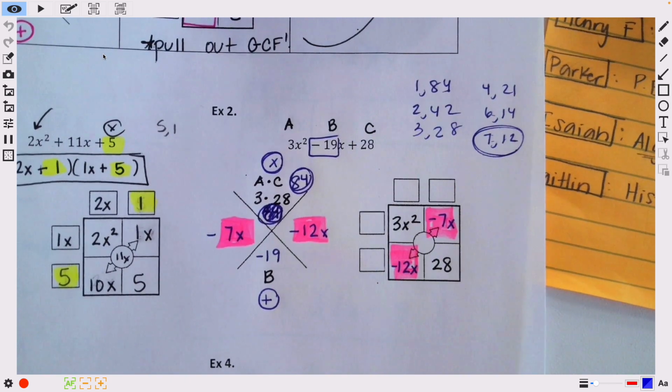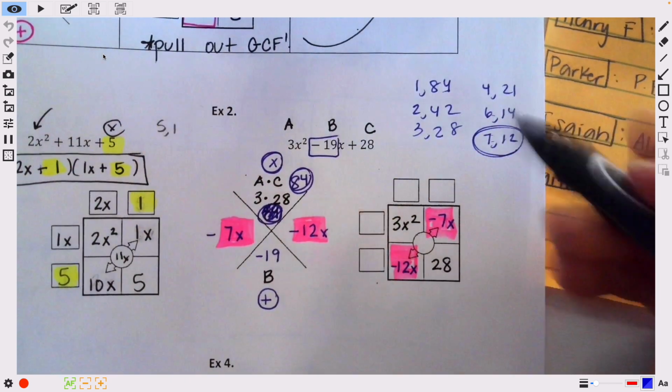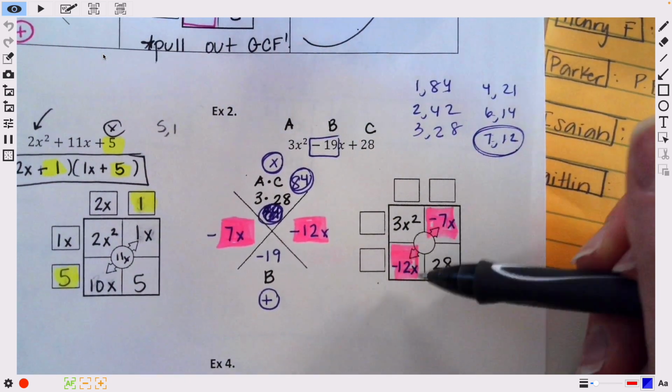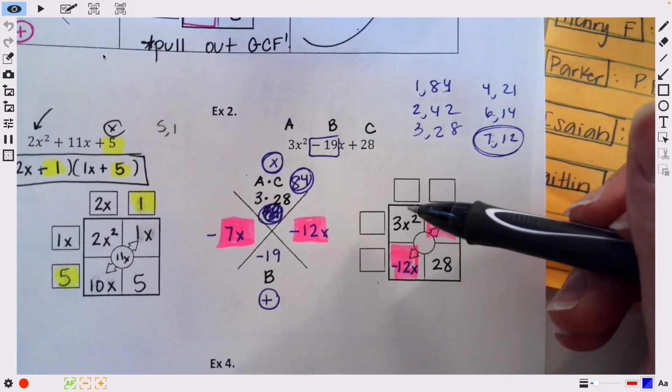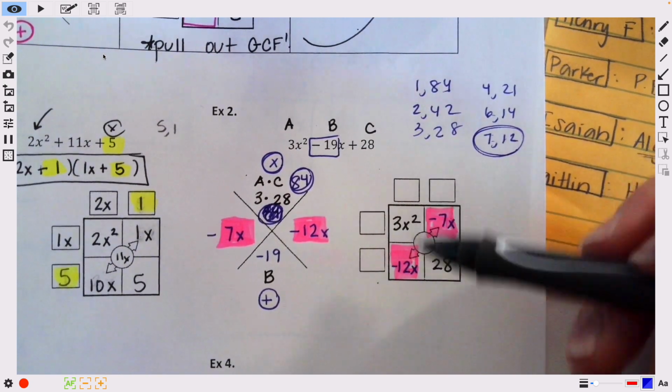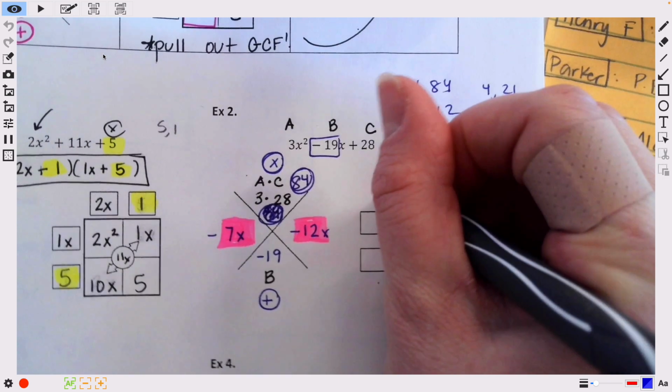Okay, you start with the greatest common factor somewhere. Like, for example, look up this column, negative 12x and 3x squared. What's the greatest common factor of 3x squared and negative 12x? 3x.